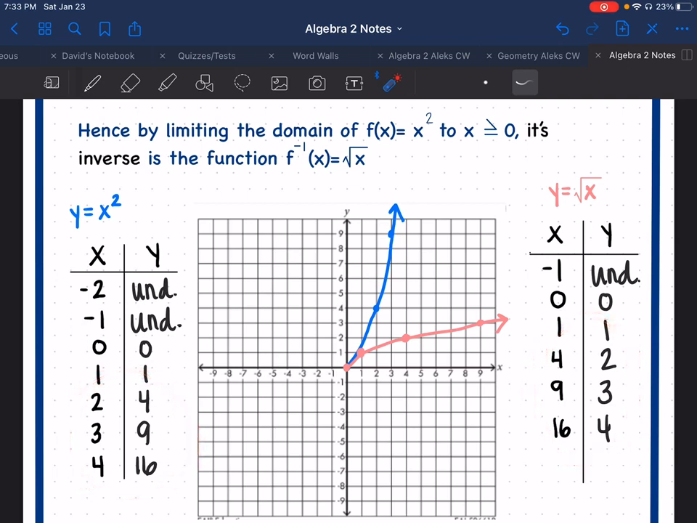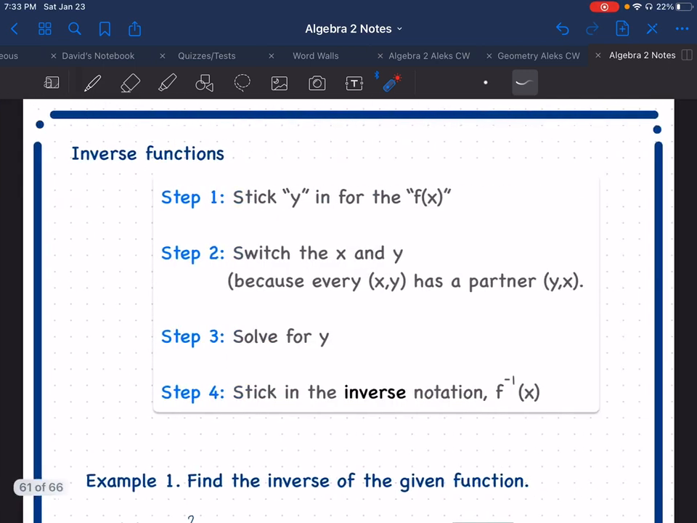It's also happening at 1 and 1, but it's kind of hard to see that this one becomes that one, right? Because 1 and 1 is the same, and the same for 0. Okay, but that's what's making them inverses. I'm simply switching the x and the y value. Let's go ahead and practice finding our inverse function.